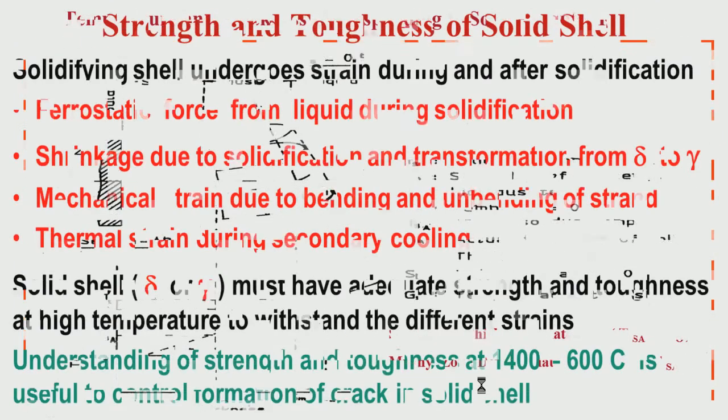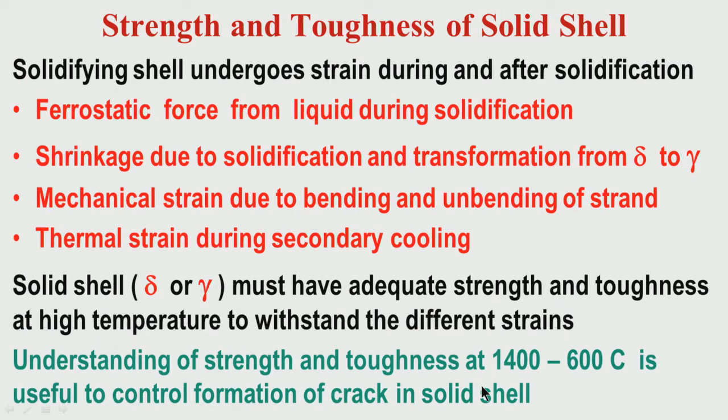Now I have told what the implication of this is. The implication is the strength of the solidifying shell. If it's less, it means the whole solidifying area, that means the whole area of the solidifying strand. During continuous casting, the strand is continuously under movement. So if the strand has less strength, less toughness, it has a lot of problems. There is a chance of crack formation. So this is important to remember.